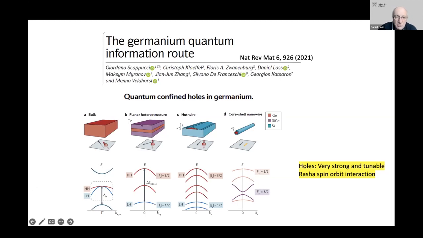Confining germanium, for example, into heterostructures indicated here can lead to additional splittings of bands and rearrange the band structures. Also, if they are wire or hut wire structures, we get different bands and so forth. And if there's a core-shell rolled-up structure with a core of germanium and a shell of silicon, we get another fine splitting of the band structure. So this shows that the holes are very strongly dependent on the geometry, and the holes are also tunable because of spin-orbit interaction in them.